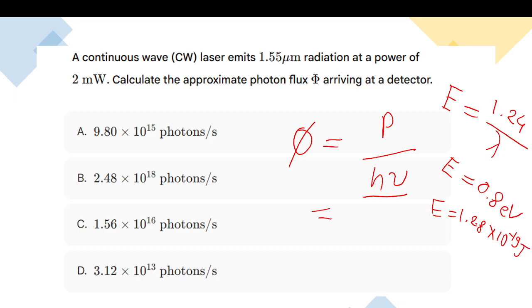joule. And if you divide the 2 milliwatt, which is power, by this energy yield, which is 1.28 into 10 to the power minus 19 joule, we'll get the correct answer here.